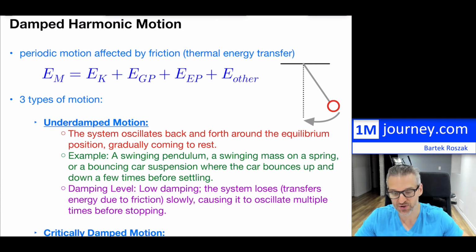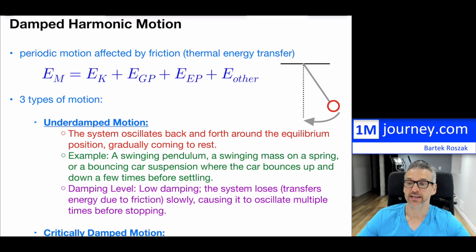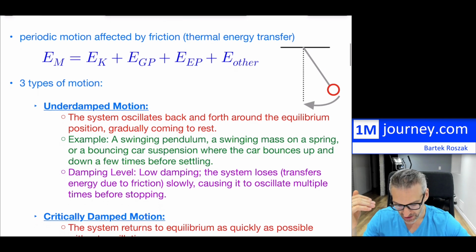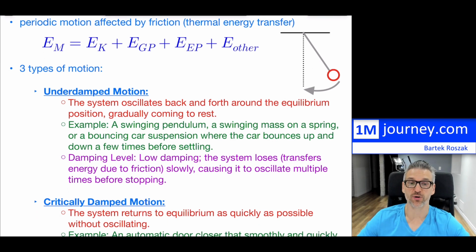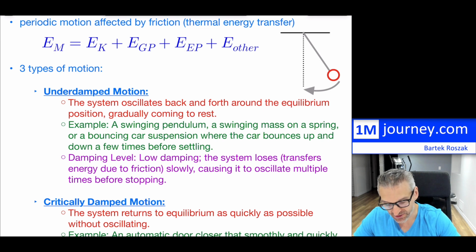In these situations, as you can see here, I'm going to highlight, it is a system which oscillates back and forth around an equilibrium, like a pendulum, like a spring which goes back and forth, or many others. However, it gradually comes to rest. So it's going to swing back and forth, but gradually come to a rest. That is underdamped motion.